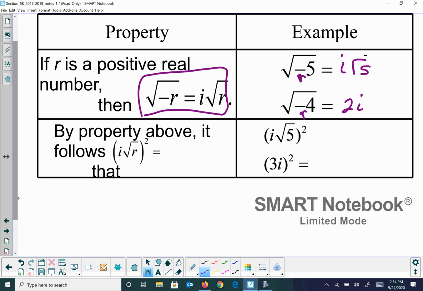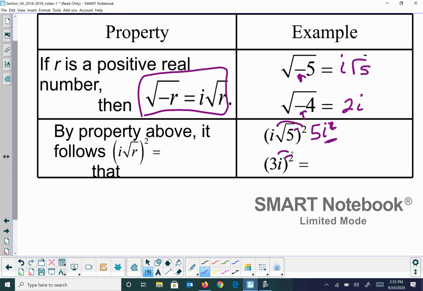And then there's the power property. So this is going to come here and here. So I'm going to get i squared. And then root 5 times root 5 is 25. So square root of 25 is 5. So I get 5i squared. And we're going to talk about what i squared equals in a little bit. But right now we're going to leave it as i squared.